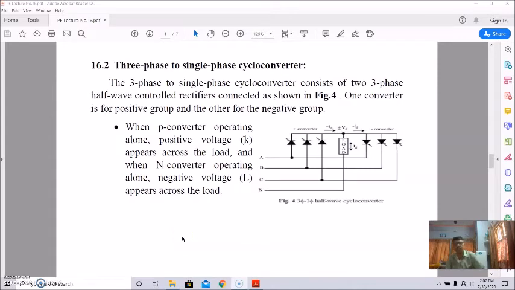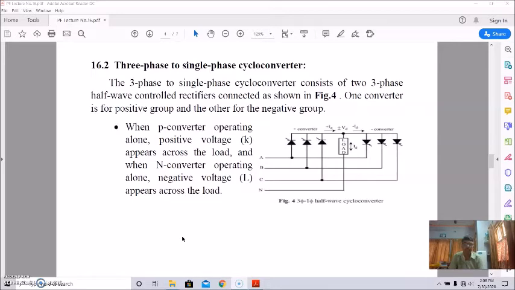So now we'll discuss three-phase to single-phase cycloconverter. Since the detailed analysis of this three-phase to single-phase cycloconverter is beyond our scope, it is not possible to discuss everything in detail or analyze the parameters, as it is not prescribed in your syllabus. So we will qualitatively analyze these operations and its waveforms so that you get some essence of three-phase to single-phase cycloconverter, then three-phase to three-phase cycloconverter.